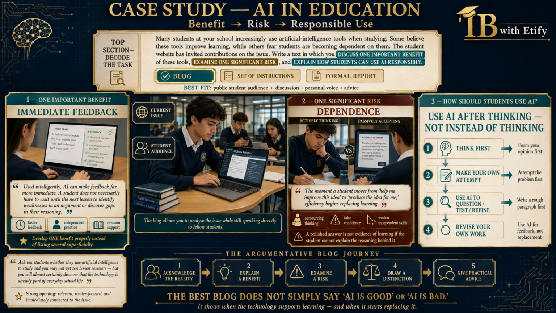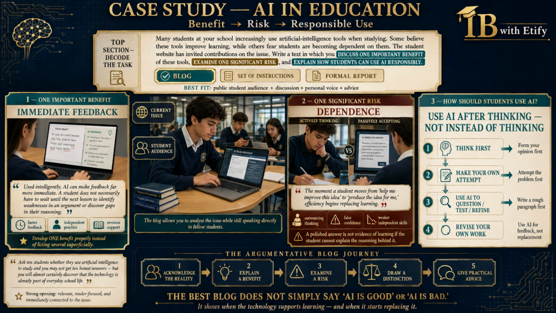The benefit paragraph could develop one precise point rather than listing 5 superficial advantages. For example, used intelligently, AI can make feedback far more immediate. If I practice writing an introduction at 9 o'clock in the evening, I do not necessarily have to wait until the following lesson to identify obvious weaknesses. A tool can ask me whether my argument is clear, identify repetition, or generate questions that expose gaps in my reasoning.